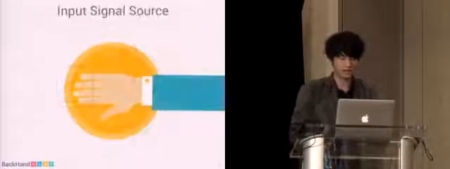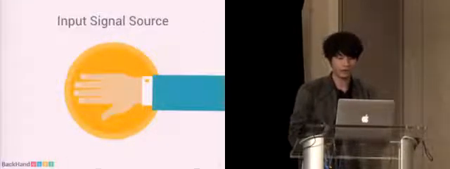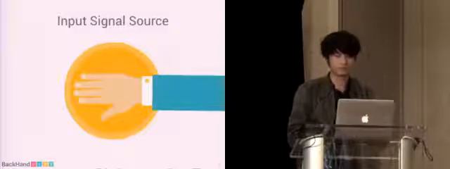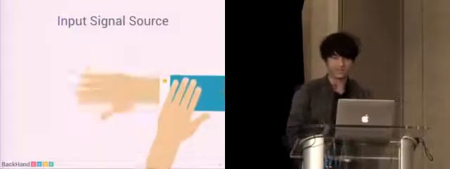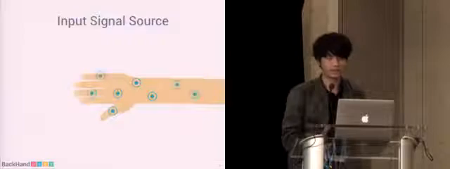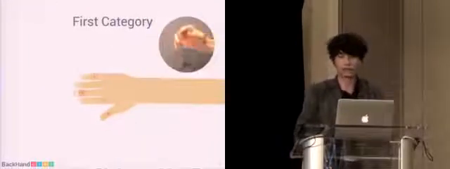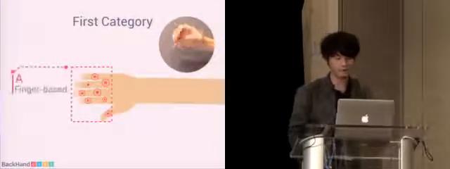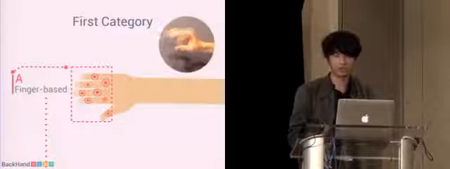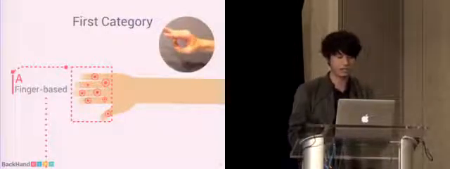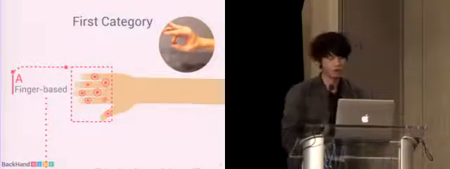To sense hand gestures, body parts around a hand are listed to start with. We make a classification for hand gesture interfaces based on three common input signal sources. The first category, part A, is finger-based hand gesture interfaces. This classification is to measure the overall motion of fingers.